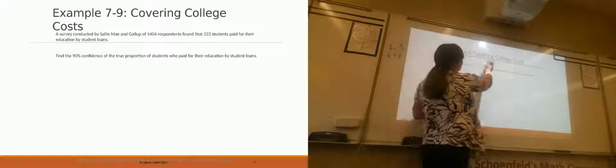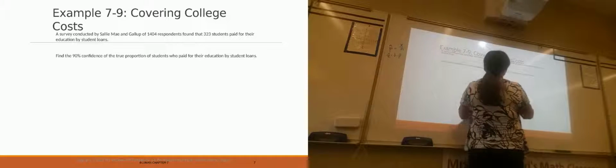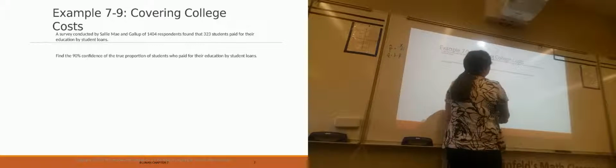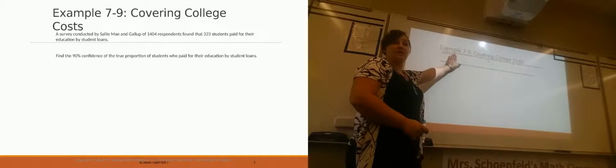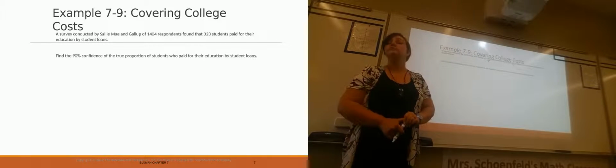A survey conducted by Sallie Mae and Gallup of 1,404 people found that 323 paid for their education by student loans. Find the 90% confidence interval. Would the 90 be P, the true proportion? No. 90 is not anything like that. 90 is what we're going to use for our T-score distribution in the back.